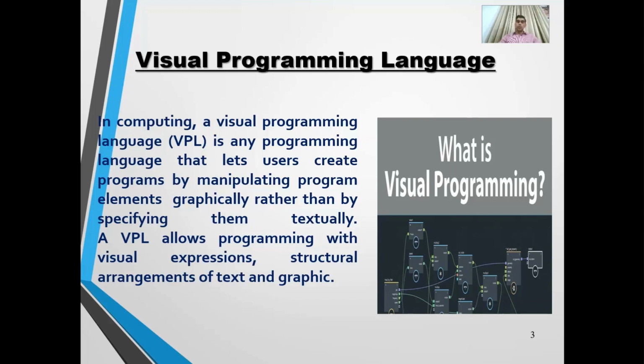So, visual programming. What is visual programming? Visual programming is a programming language that lets users create programs by manipulating program elements graphically rather than by specifying them textually. Visual programming is a graphical based programming. Visual programming language allows programming with visual expressions, structural arrangements of text, and graphics.